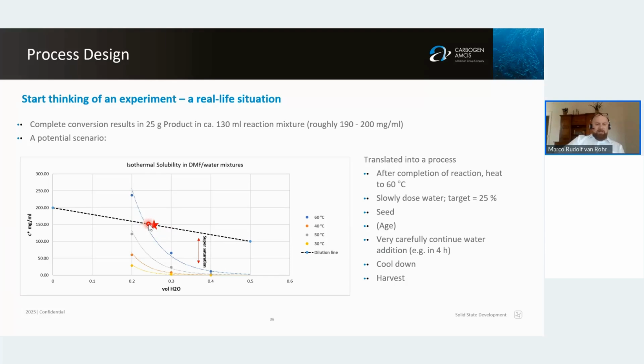I know that I'm getting into the region of supersaturation. So if I'm doing this addition of water, I cross my 6-degree isotherm at approximately 24% water, 23% water. I will add a little bit more water. It goes down quite steeply here, so I want to be careful. Then I add seeds, potentially age, and then continue dosing water very carefully at high temperature, and then cooling down and harvesting.